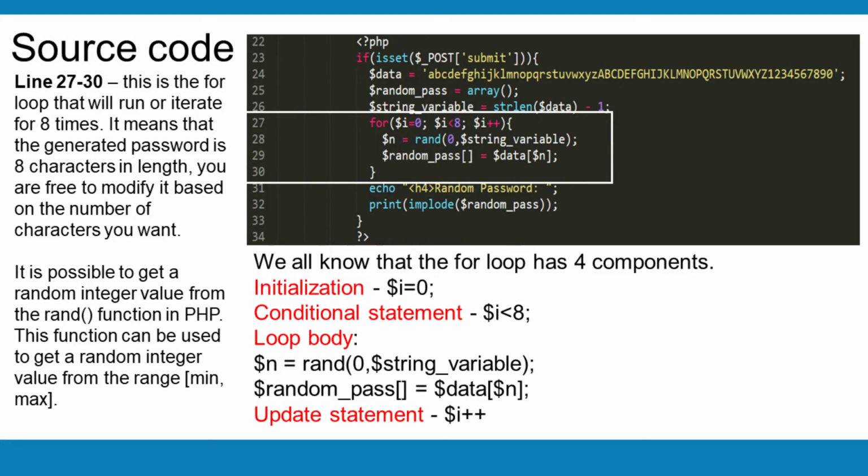Line 27 to 30, this is the for loop that will run or iterate for 8 times. It means that the generated password is 8 characters in length. You are free to modify it based on the number of characters you want. It is possible to get a random integer value from the rand function in PHP. This function can be used to get a random integer value from the range, min, max.